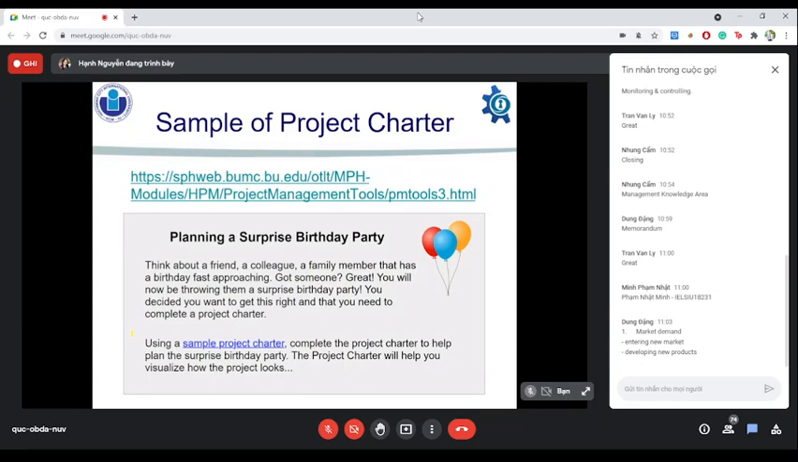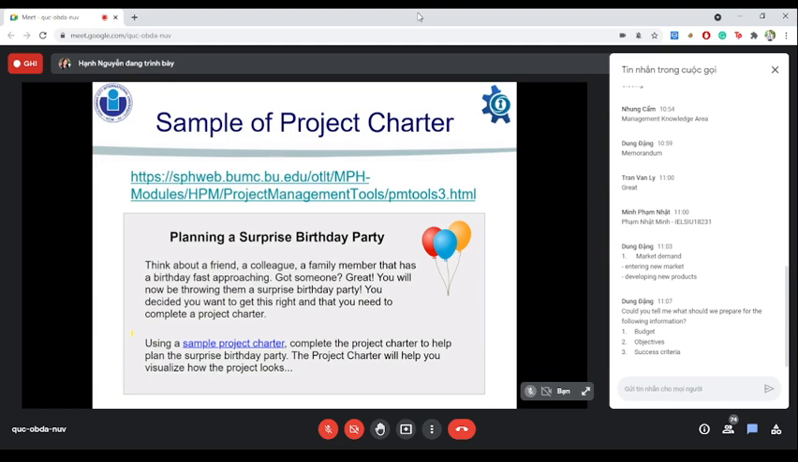Here are three main things I give you in the chat box. You can choose one and tell me which one we need to prepare when we are going to plan a surprise birthday party for our friends. You can choose one of them and tell everyone what you think we should prepare.